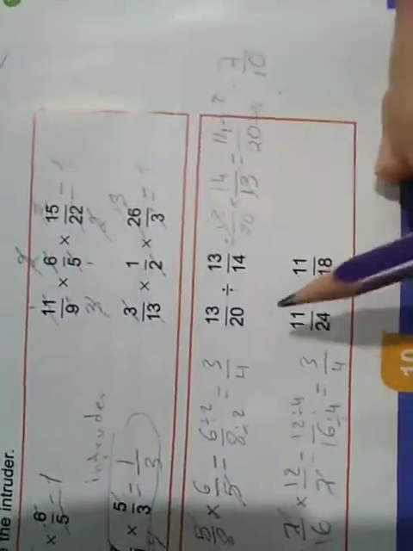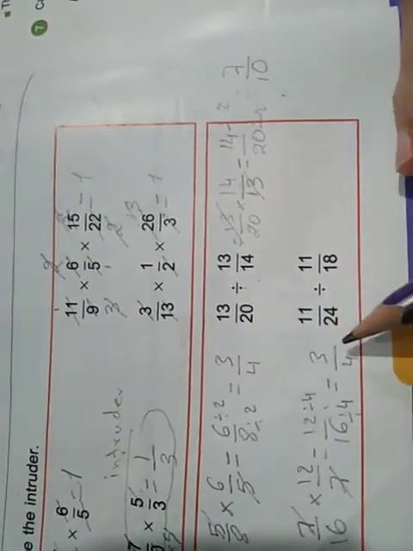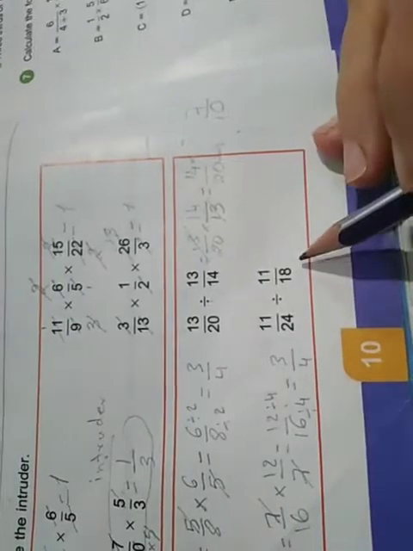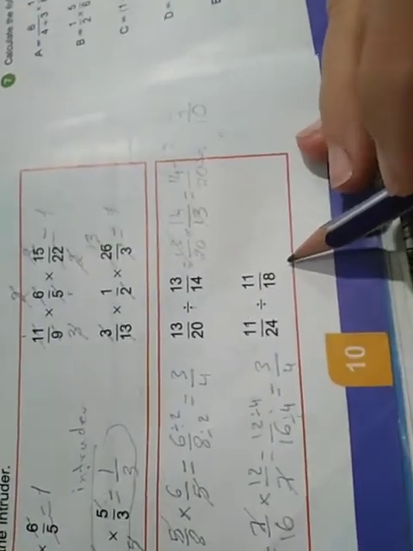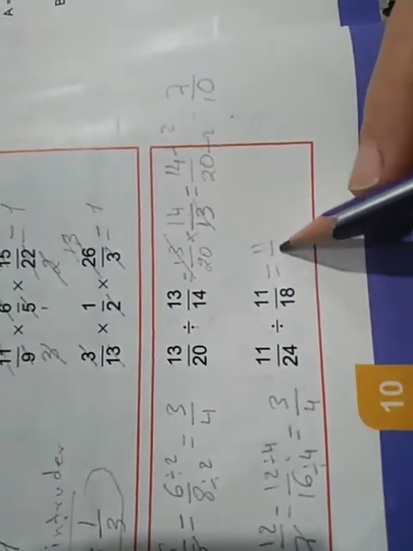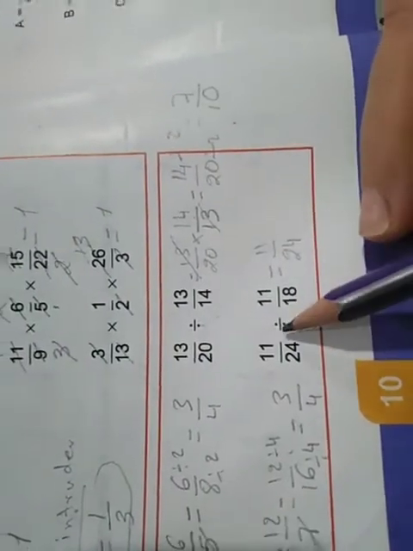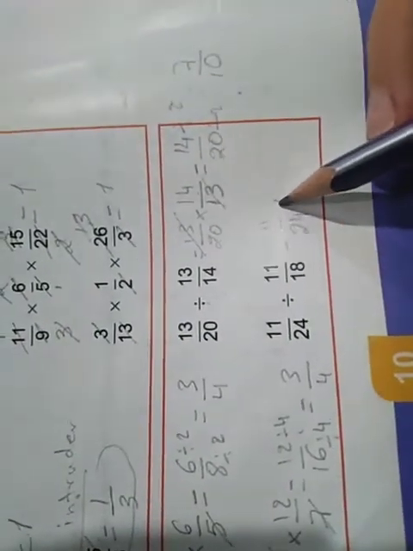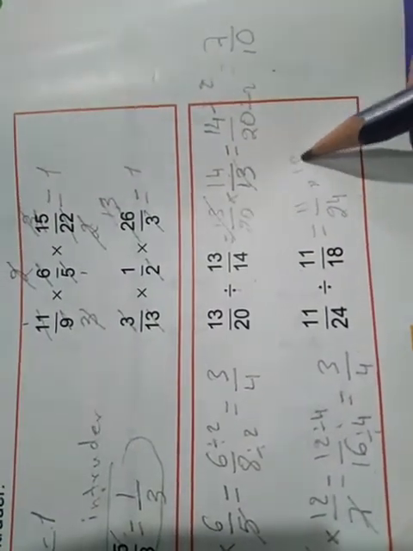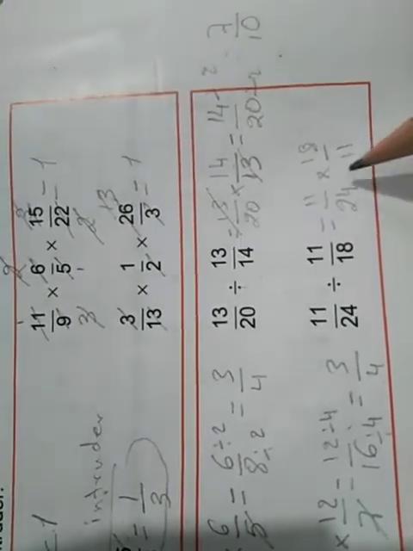Up till now, we have these two answers are the same, 3/4, and this is a different number. Let's solve the last one to check if our work is correct or not. It's 11 over 24. Divide is replaced by a times sign. We write the inverse of the other, 18 over 11. So let's simplify by 11.